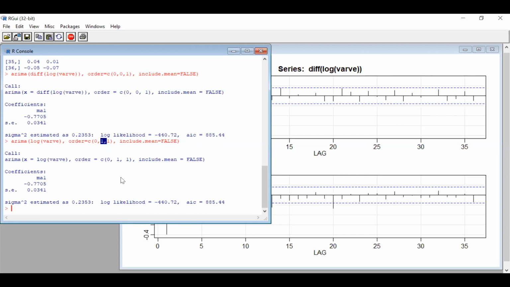So now we took the transformation, and in the second step, we used the ACF and PACF to choose the model. So we chose the MA1 model. And in step 3, we estimated the statistics, the parameters. And now in step 4, we have to evaluate the parameters.